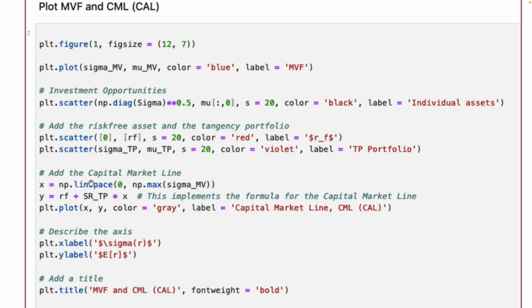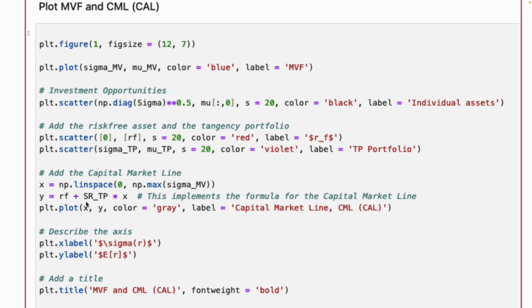First step, like the student said, I highlight the intercept with the y-axis. So the x-coordinate will be 0, 0 vol, and the y-axis will be RF. That shall be a red dot, and the label should be risk-free rate. And then I also want this purple or violet color for the coordinates of my tangency portfolio, sigma TP versus mu TP. I call that then the TP portfolio. And now comes my line.